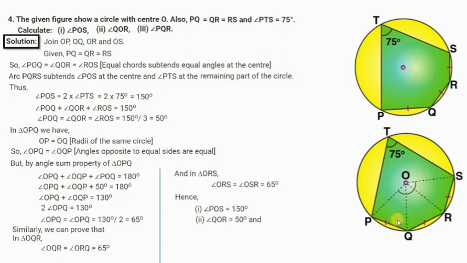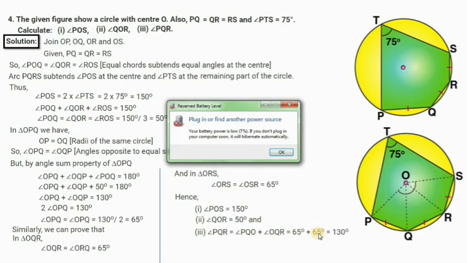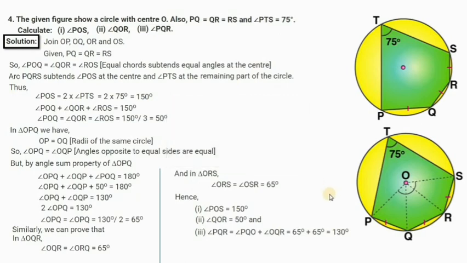So to find this angle, PQR can be written as PQO, that is this angle, plus this angle. That's why it is written PQO plus OQR, which is 65 and 65. So altogether it is how much? It is 130 degrees. All right, so you may pause the video to note down.